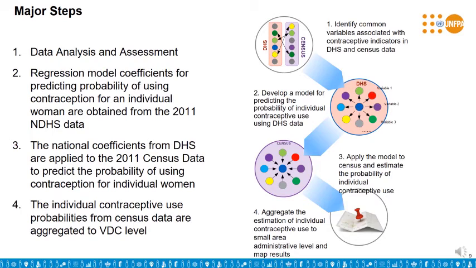There are 4 major steps for small area estimation. First is the analysis of census data and the household survey data for the common variables associated with contraceptive indicators. Second, we develop a model to predict the probability of individual contraceptive use using household survey data, and then apply the model to census data to estimate the probability of individual contraceptive use. Since the census data count everyone, the results allow us to aggregate the estimation of individual contraceptive use to different geographic levels.